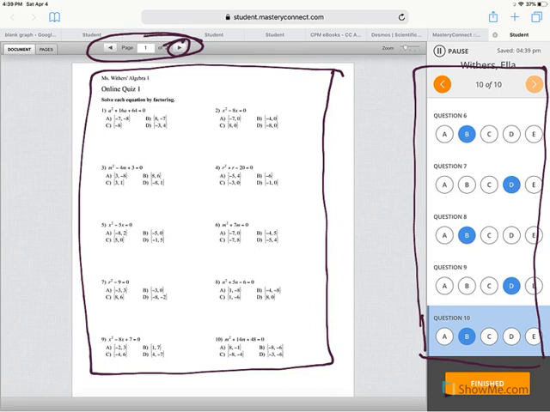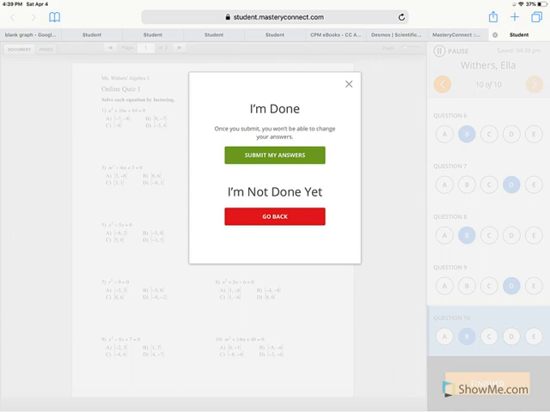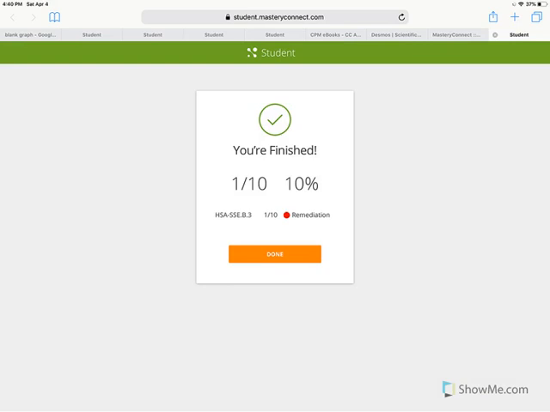When you are done, you'll click the finish button, and this screen will pop up, and you just need to click submit my answers. It's just so that you guys don't accidentally click finish and then can't go back and do the right answers. Now this is the most important part of this whole entire thing for you guys. This screen is going to pop up when you're finished, and it's going to tell you how many you got correct. I just guessed them, so I happened to guess one right.